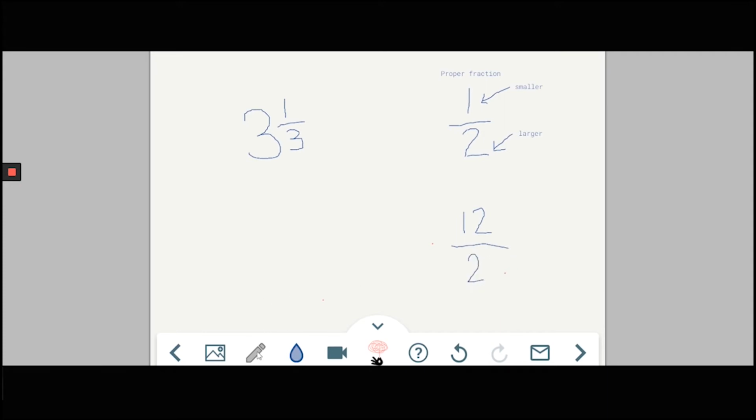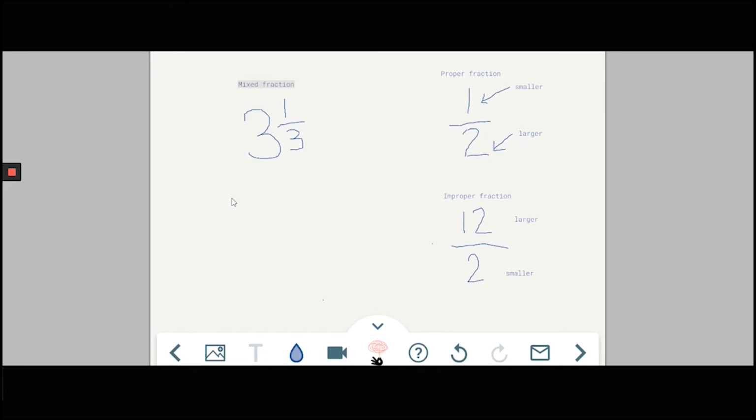So if our fraction looked like 12/2, this would be an improper fraction, just like you said. In this case, our numerator is larger and our denominator is smaller. Now over here, we have a mixed fraction. You got it. This one's a mixed fraction.